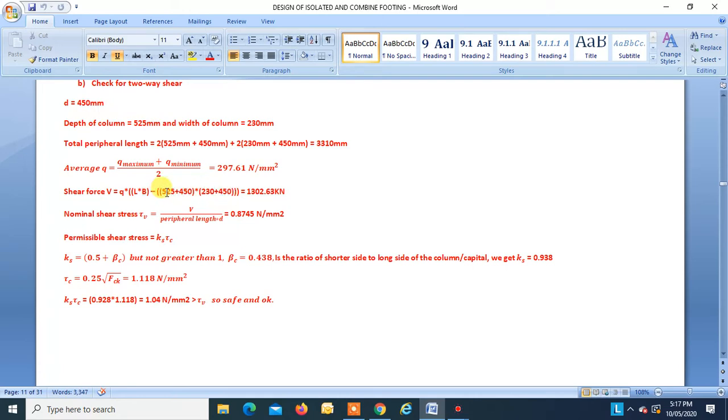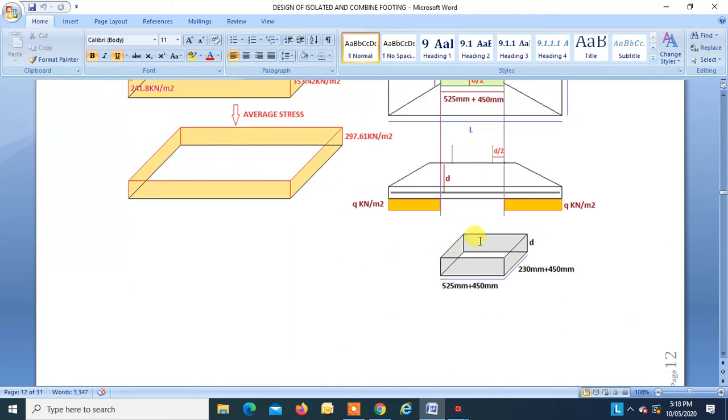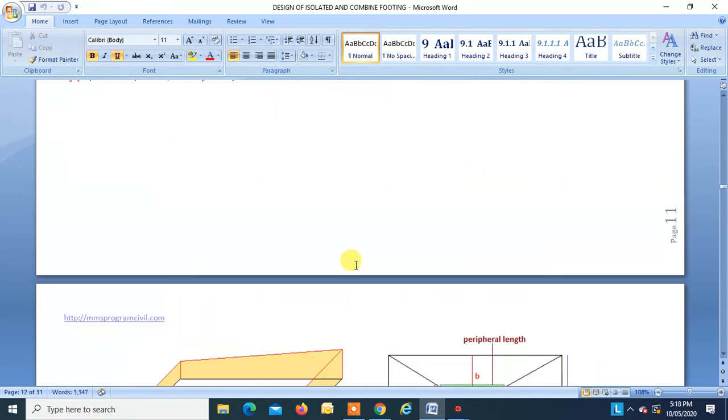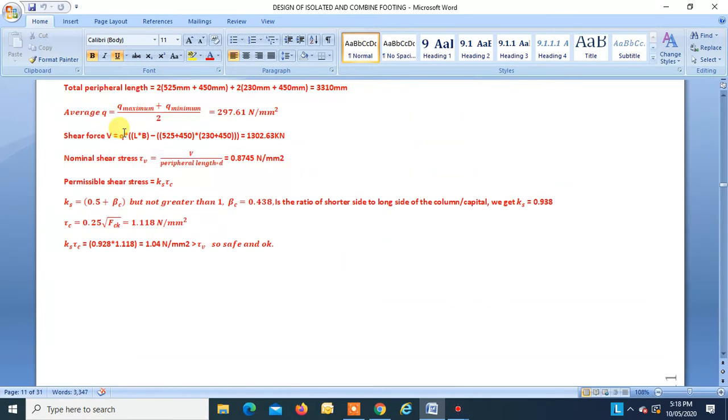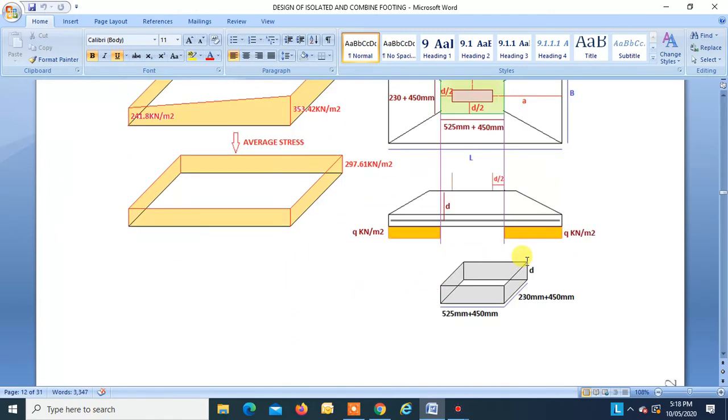The area in the periphery. Okay, so that will give you the shear force Q, 1302.63. This is the shear force which this section has to take. Okay, simple. So nominal shear stress tau V is V divided by peripheral length into D.